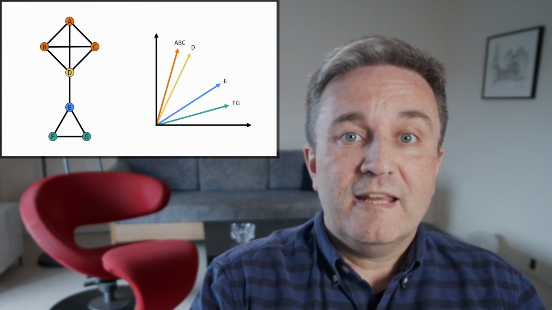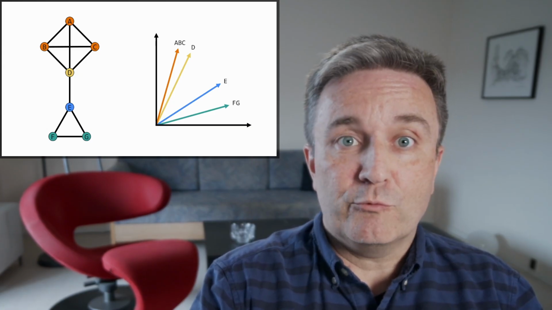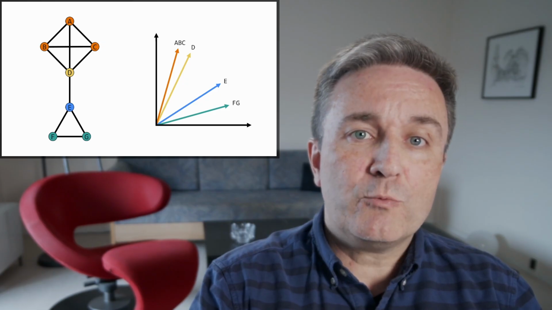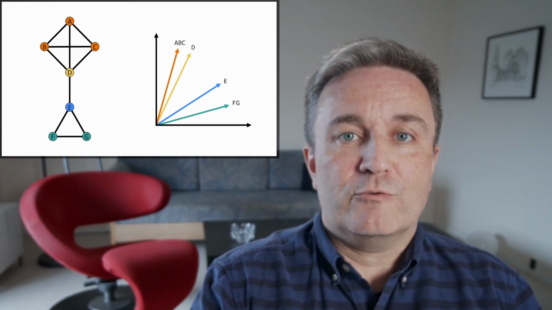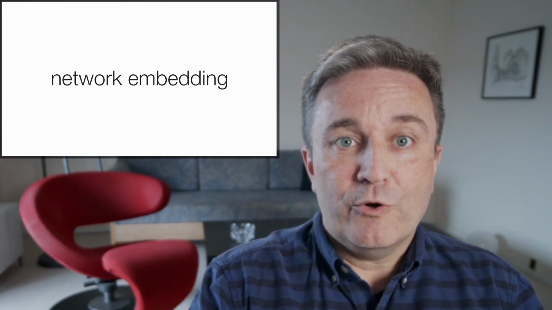What does that mean? If you're looking at the network on the left, you want to get vectors like you see on the right. You want the vectors to be so that nodes that are near each other in the network are similar in your vector representation. This is what we call a network embedding.